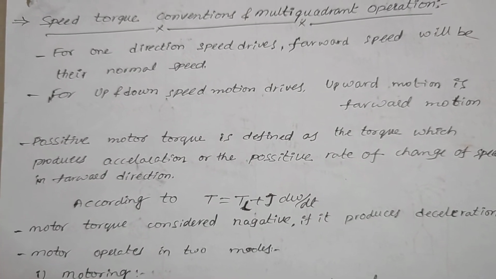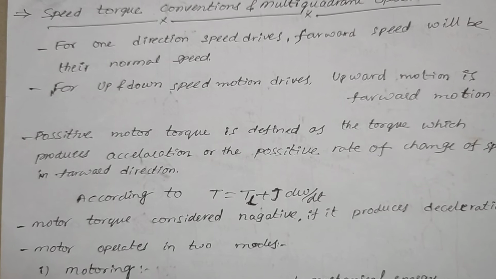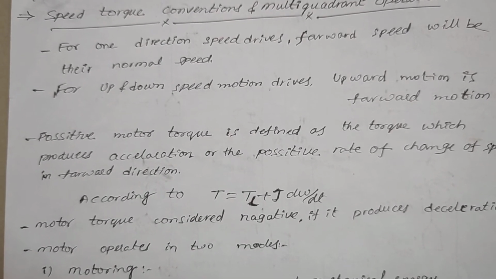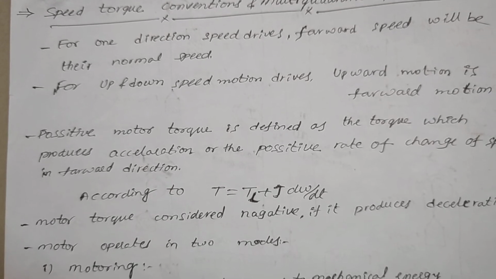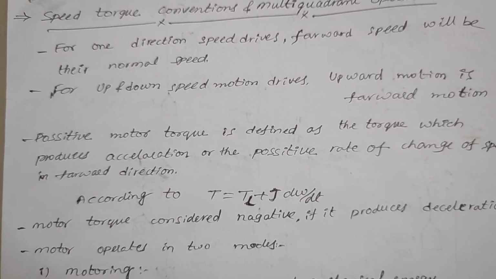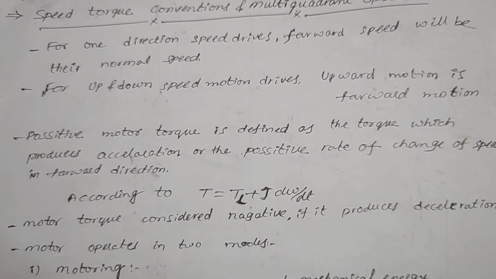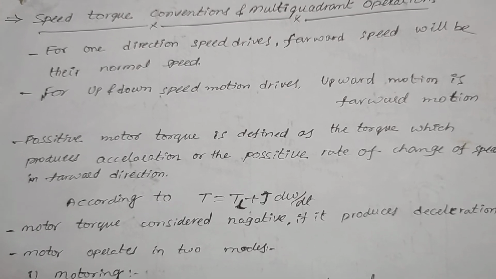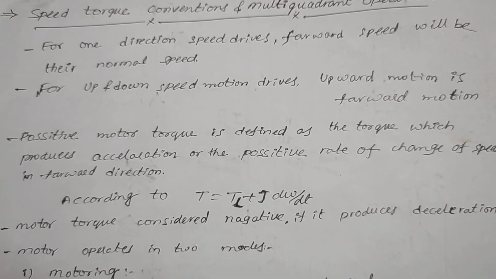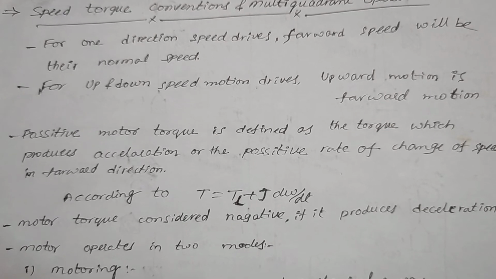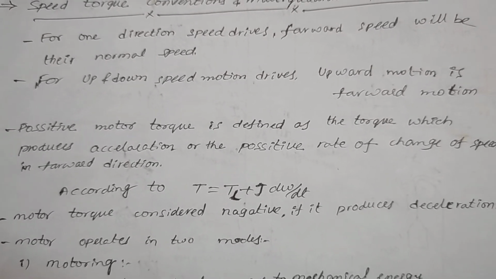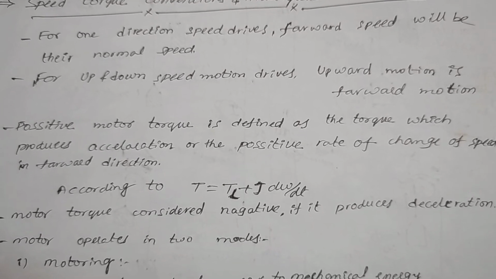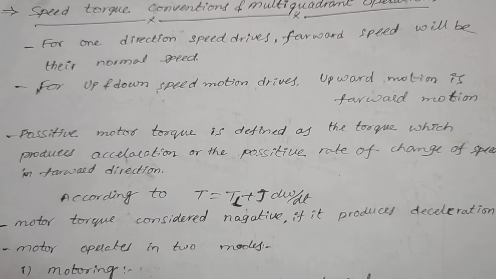For up and down speed motor drives, like lifts, there is an upward direction as well as a downward direction. For upward and downward motor drives, upward motion is called the forward motion. So the conventional default operation is that forward motion is nothing but the upward direction.